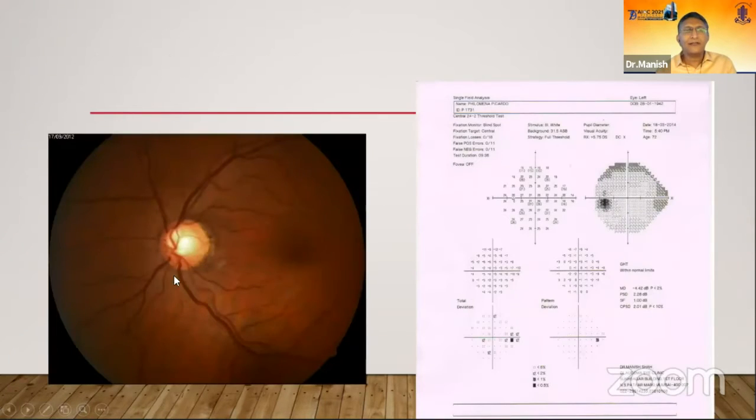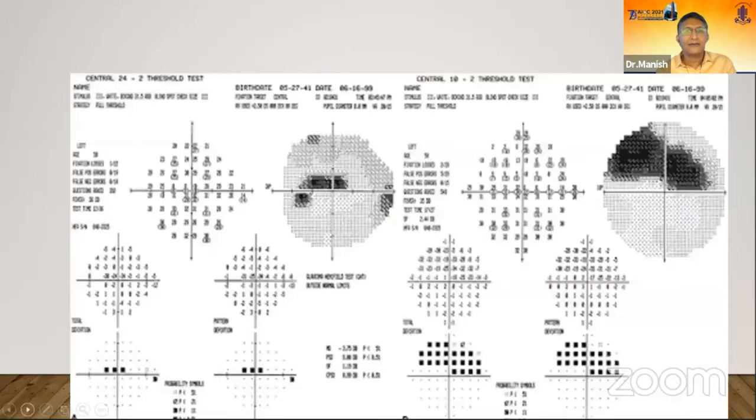So you have an example here of a patient. This is the disc, which looks suspicious for glaucoma. So you would like to do a visual field, but you are expecting that this is going to be more like an inferior defect. So 24-2 tests would suffice in this kind of a scenario.